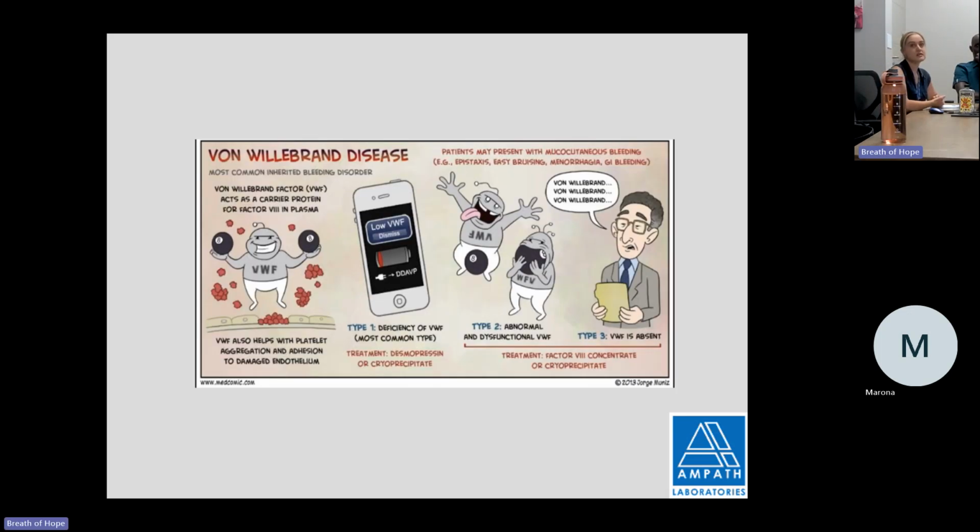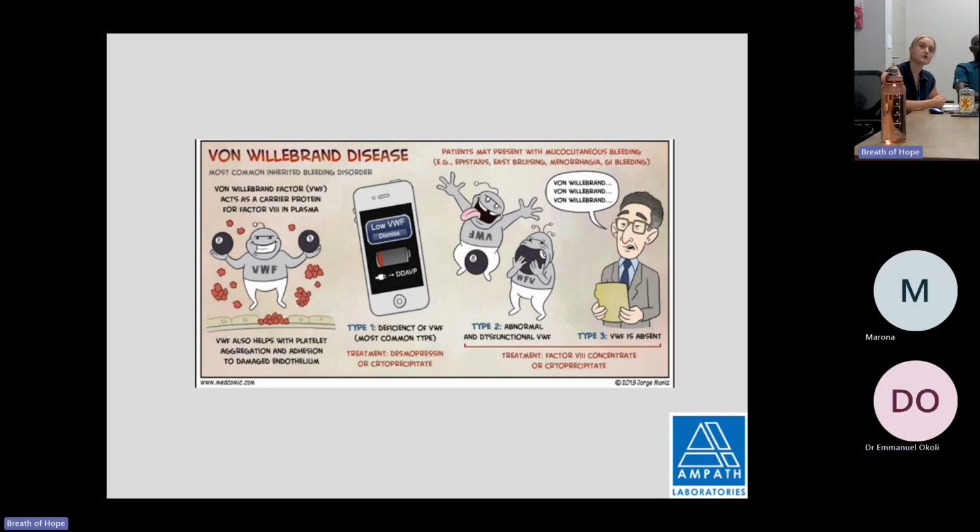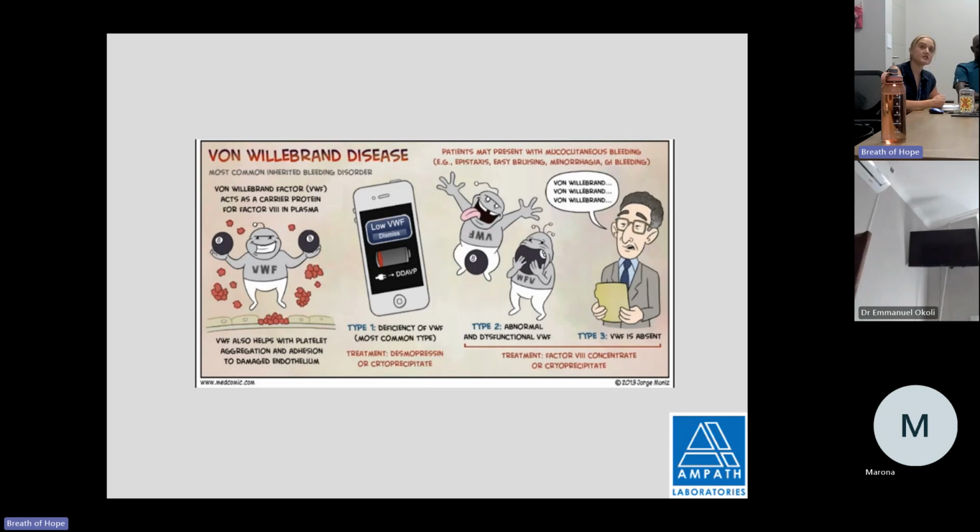So this slide sums up the entire presentation. So what is von Willebrand disease? First of all, if you're diagnosed with type 1, you've got decreased production of von Willebrand factor. So if you have a decrease in factor number, your function will be decreased in proportion. And that's how we diagnose type 1.